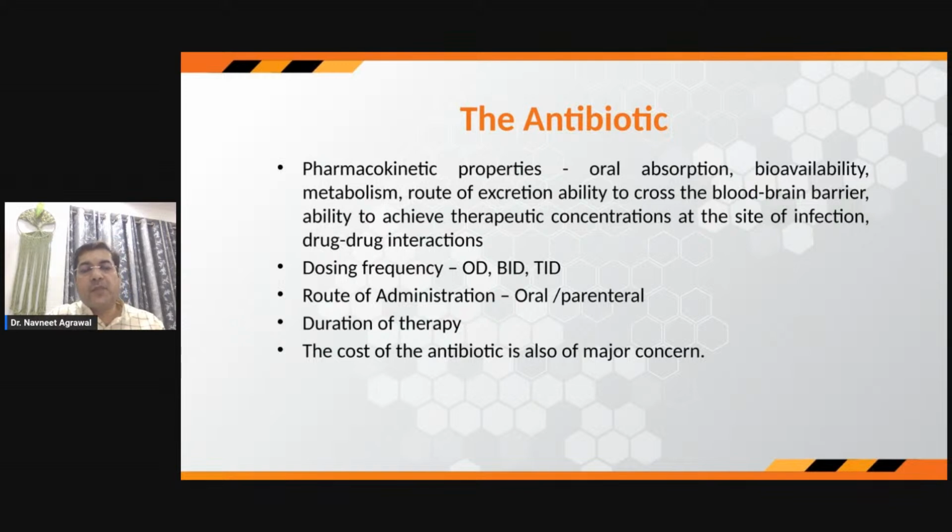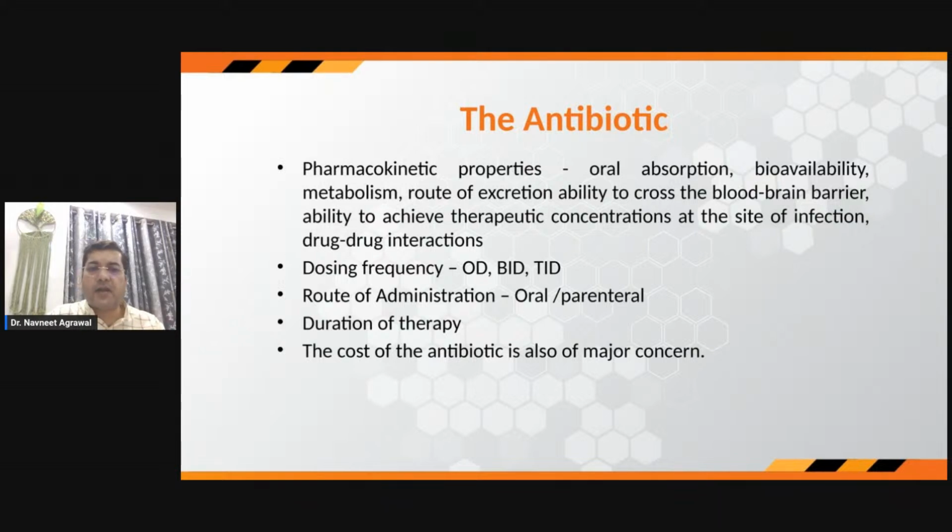Third is the antibiotic. Whenever we are choosing an antibiotic, we should have in mind the pharmacokinetic properties, like whether it is orally absorbed, what is the bioavailability, what is the route of metabolism, where it is metabolized, what is the route of excretion, and its ability to cross the blood-brain barrier, whether this particular dose will achieve the therapeutic concentration, and whether this concentration is achieved at the site of infection. And then finally, what are the drug-drug interactions with the other drugs we are prescribing to that particular patient.